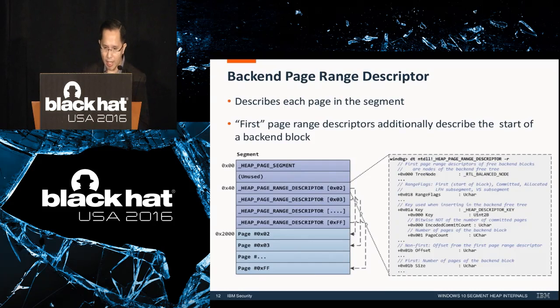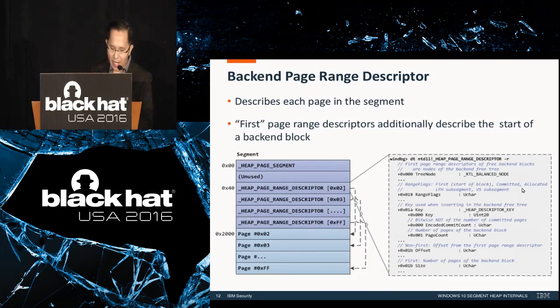So zooming in on the segment, the header consists of page range descriptors here that describe each page in the segment. There's one page range descriptor for every page. For example, page range descriptor 2 describes this page, and page range descriptor 3 describes this page. One of the main fields in the page range descriptor is the range flag here. It is a bit flag that describes whether the page is committed or busy or allocated.